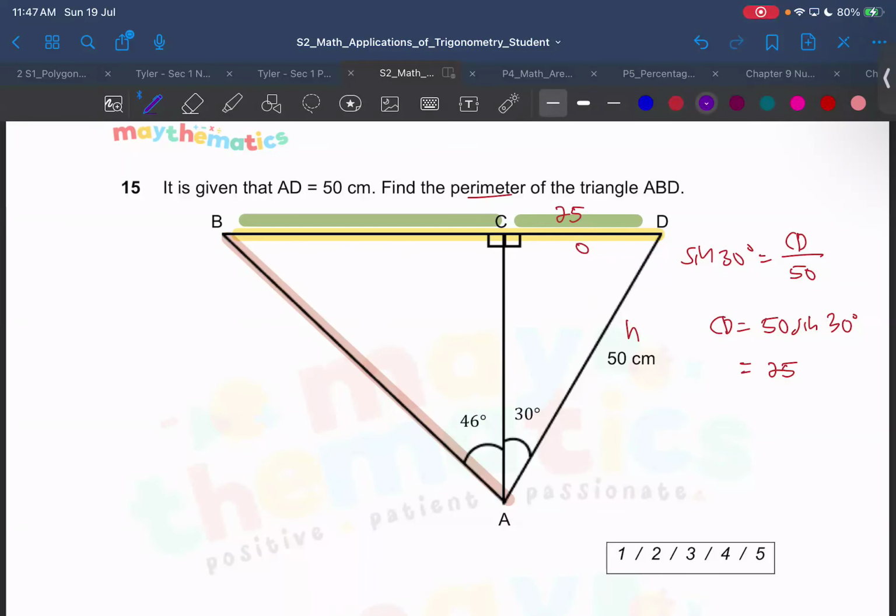Okay, do the same for BC. So now I'm given... wait, let me see. Oh, wait, hold on, guys. To find this, I don't have enough information, correct or not? I only got the angle. That's it. So how to find? I need another side. Can I find this? Can, right? Use what?